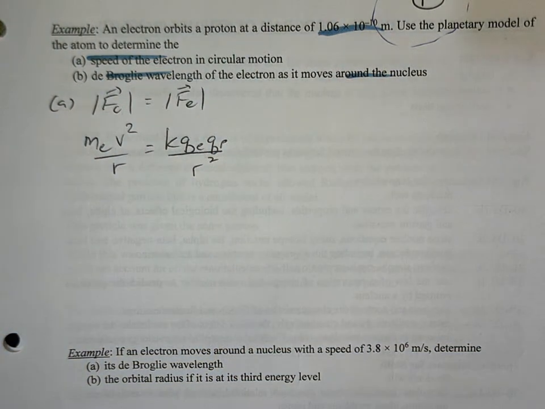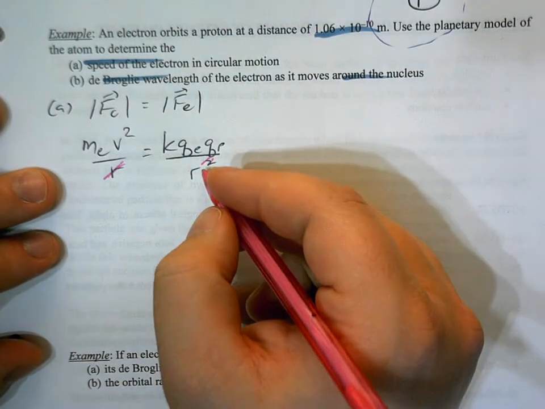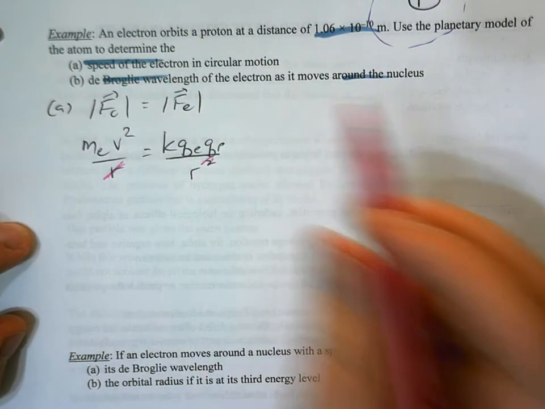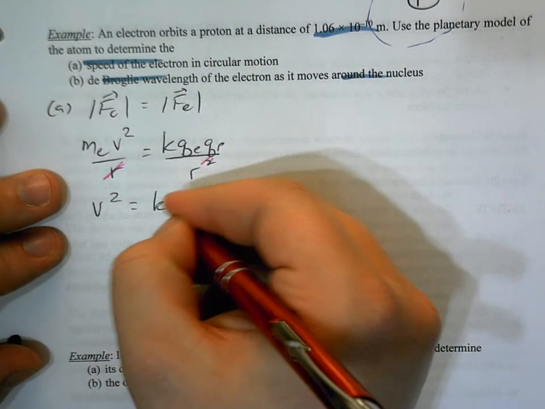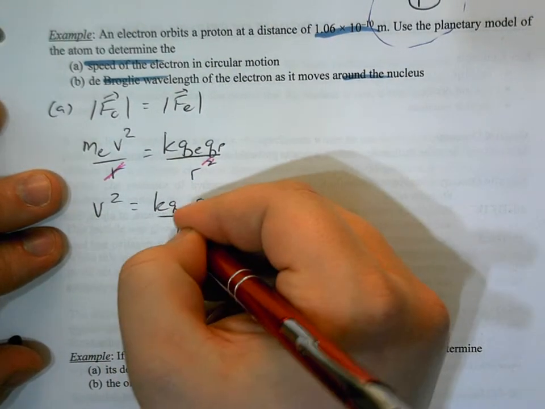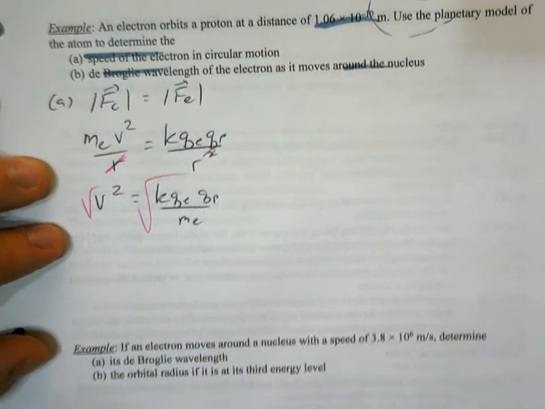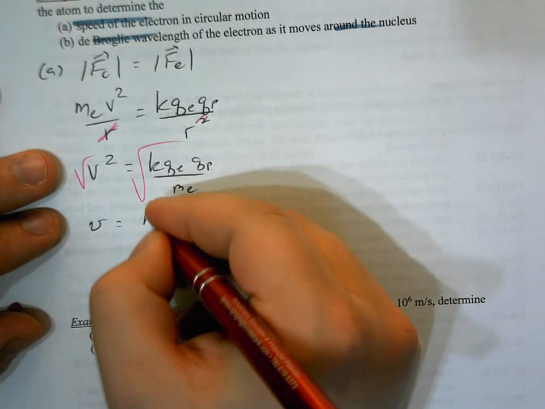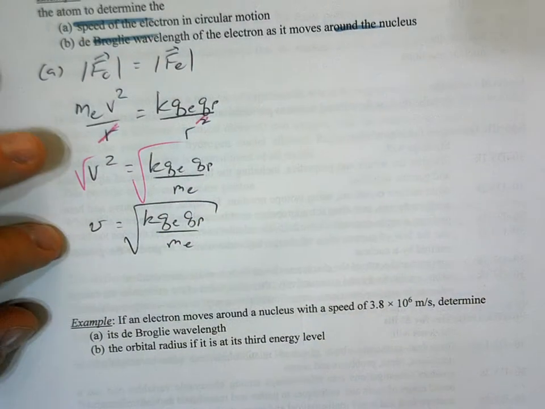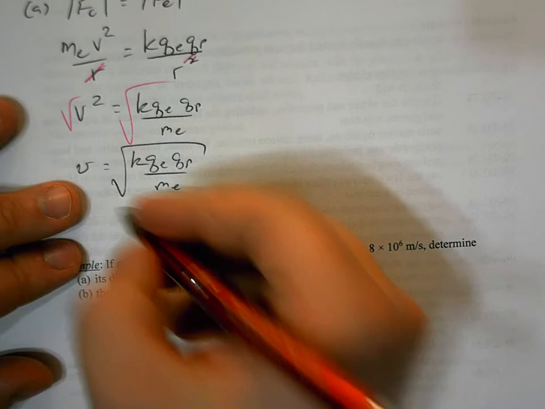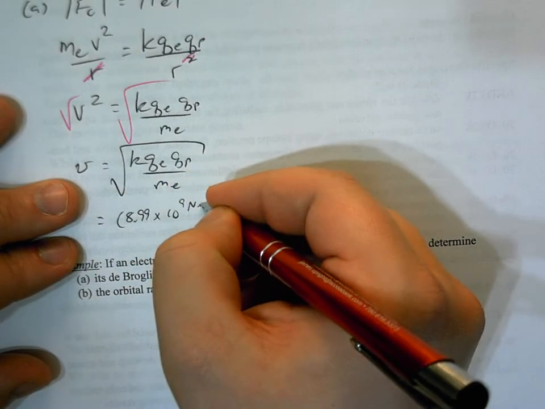Now, we can cancel one of the r's here. So one of those r's is going to cancel. Then I'm left with v squared is k, q electron, q proton divided by mass. And then, of course, we can just take the square root of this. So I'm going to get that the speed is about the square root of k, q_e, q_p over m_e. So we know all this information. We know the Coulomb's constant, which is on the data sheet.